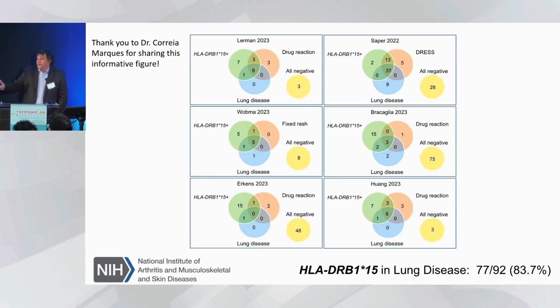Since we published this study, multiple different groups have published their findings from their cohorts as well. We have single center studies from Minnesota and from Boston and from Rome and from Utrecht and from Cincinnati. While I don't have time to talk about all of these things, the critical thing that I did was aggregate the lung disease data from all of them. And so within the lung disease patients, 84% of the lung disease patients across these studies have HLA-DRB1*15.